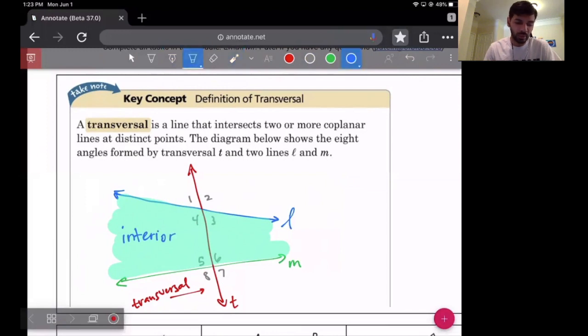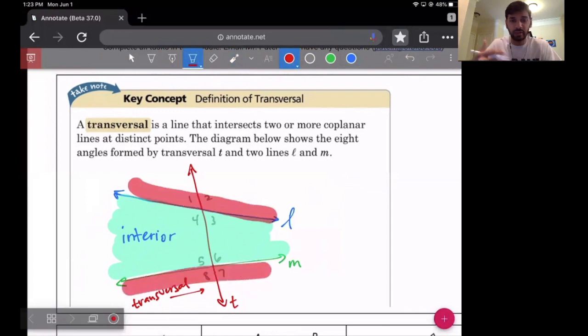And then I'm going to also highlight these guys out here. Anything on the outside of the two lines, those are called exterior angles. You could probably figure that out. So here's the exterior on this side, and then the exterior down here on the outside of line M. So you got interior and exterior angles. So now we have a bit more vocabulary to understand, or you might remember this if you've already seen this a couple of times before.